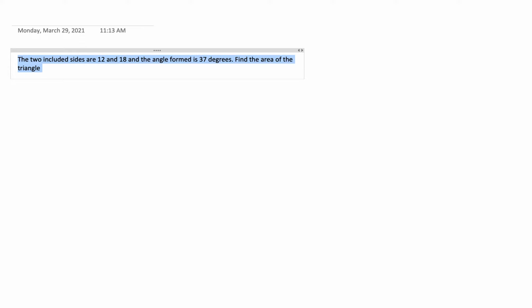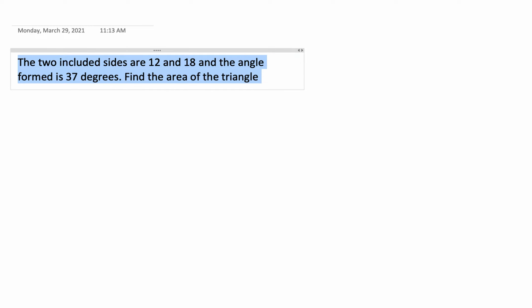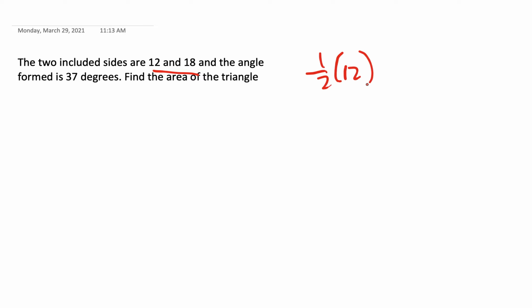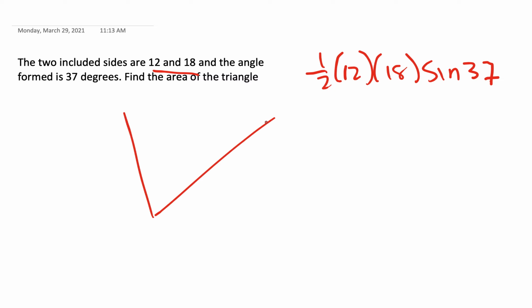So we really don't need to draw the picture, right? We can pick apart the information we're given, the included sides, so it's half 12 times 18, and then the sine of the angle. But if we wanted to, we could draw a sketch, have 12 and 18, and the included angle being formed is 37. So that should do it for us. Solving the area of a triangle using sine.